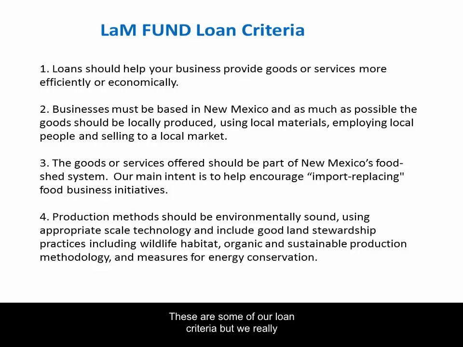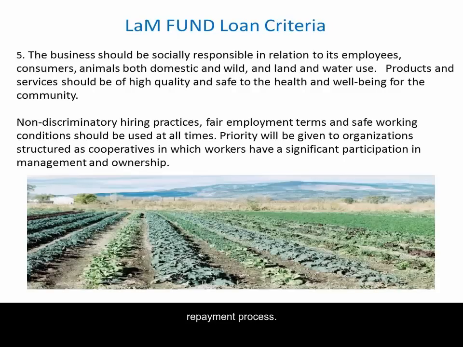These are some of our loan criteria, but we really work with people who don't meet all of these criteria to make sure that that capital is available to folks and to really help them work through the process, get good credit ratings by giving them long lead times before they have to start paying back those loans, and sometimes as much as 6 months when their crop comes in, then they would start the repayment process.